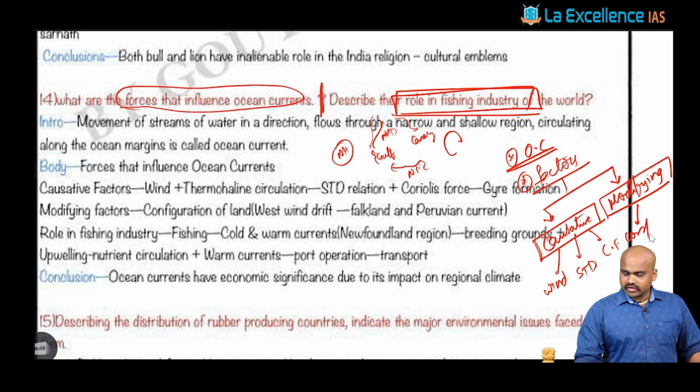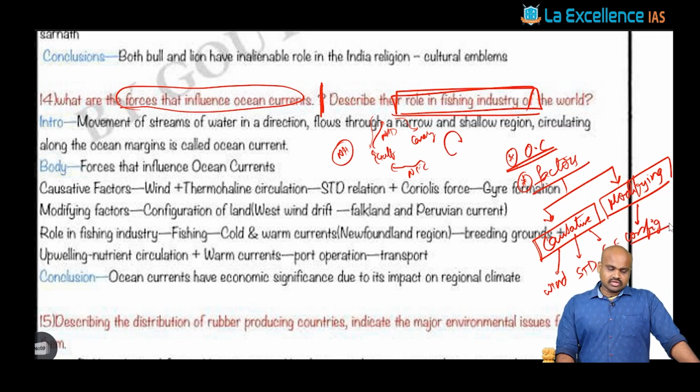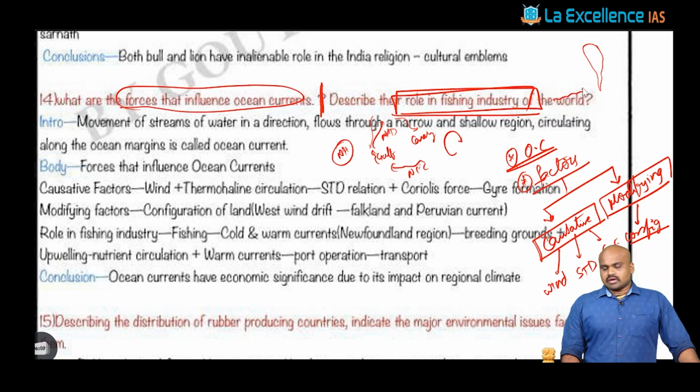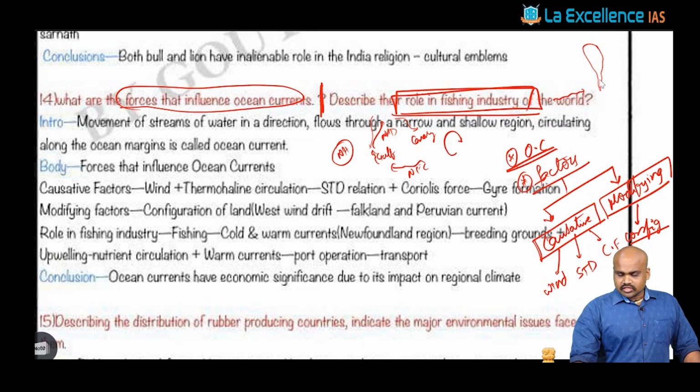And when you look at the modifying factors, it is fundamentally talking about the configuration. And when you look at this configuration, you know that in the South American region you would see that there is a west wind drift which is moving. And when you see this west wind drift moving with respect to the South American region, you know that you will have two different kinds of branches. One is what is called the Peruvian current or the Humboldt current, that which is divided. The other one is the Falkland current.